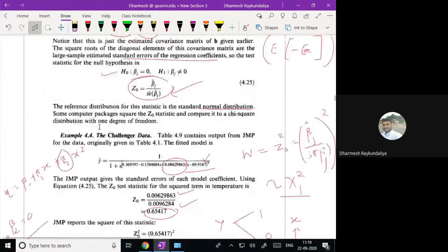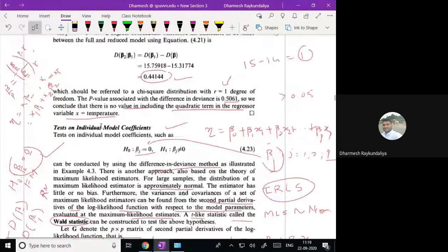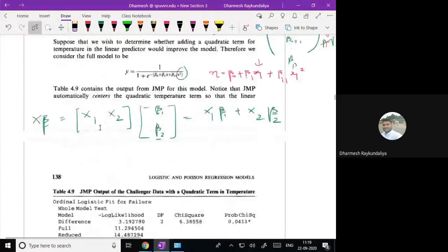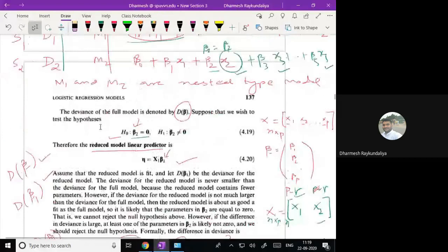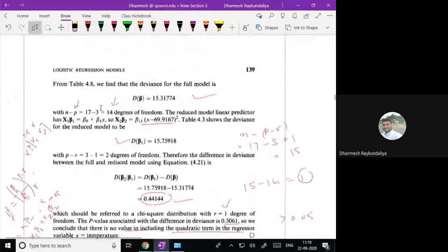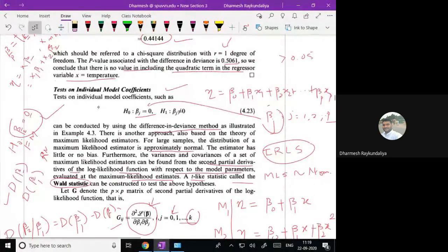Okay. So how to assess the individual testing of parameters? There are two approaches. One is testing of hypothesis on a subset of regression coefficients using the deviance, and the second one is the individual testing. You can perform it in both ways. Okay, if you are using the testing of a subset of regression coefficients, you do not require to find the Hessian matrix. Okay, you can directly take the decision over there.